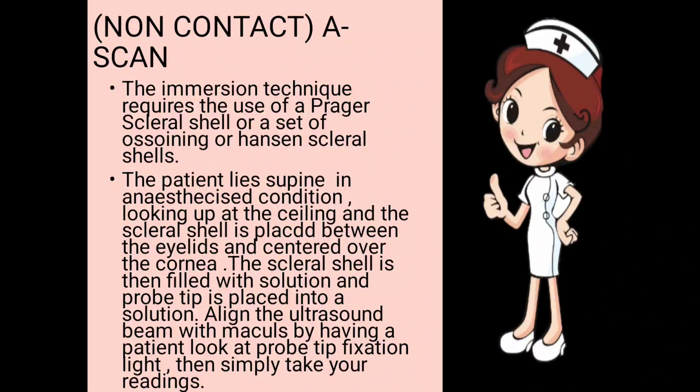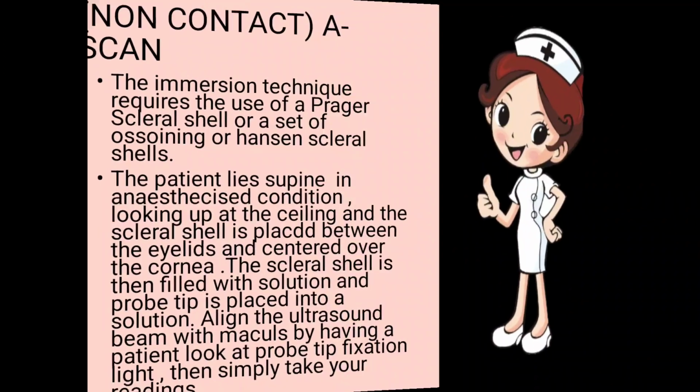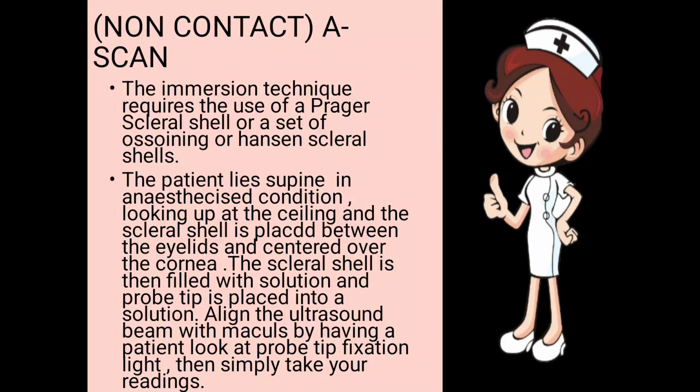The patient is looking up at the ceiling, and the scleral shell is placed between the eyelids and centered over the cornea. Now the examiner has to take the index finger as well as the thumb to pull out both eyelids, lower eyelid as well as upper eyelid, and insert this Prager shell inside the eye of the patient without touching the cornea. Then align the ultrasound beam.